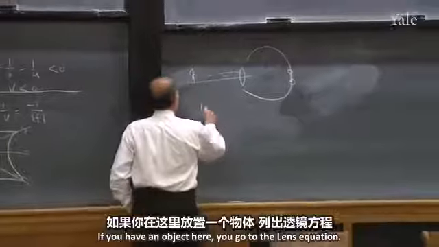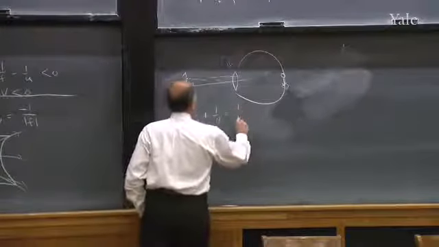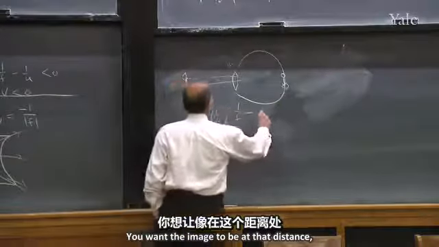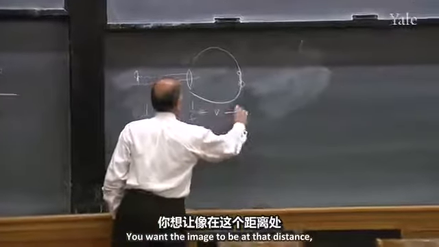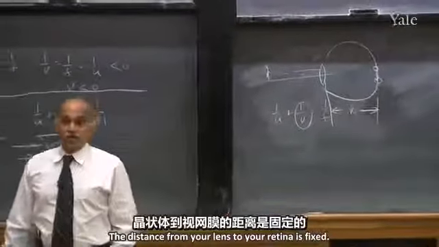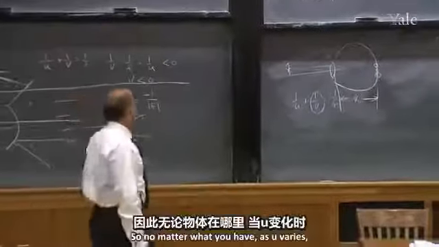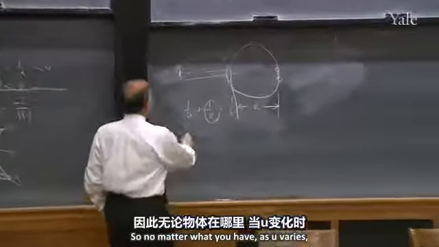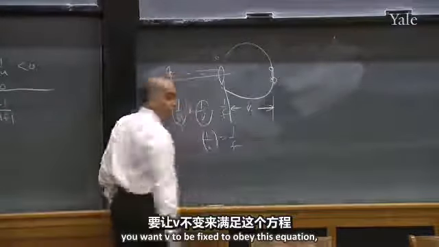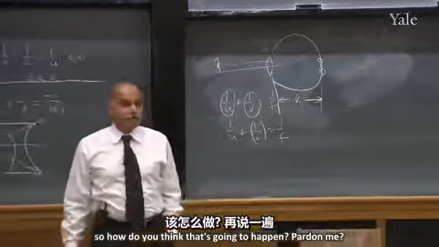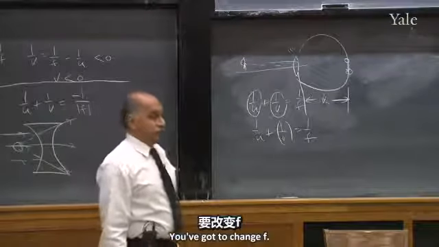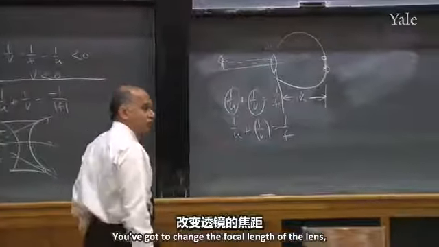If you have an object here, you go to the lens equation. You want the image to be at that distance, and that's non-negotiable. The distance from your lens to your retina is fixed. So no matter what you have, as u varies, you want v to be fixed to obey this equation. So how do you think that's going to happen? Yep. Pardon me? You got to change f. You got to change the focal length of the lens.